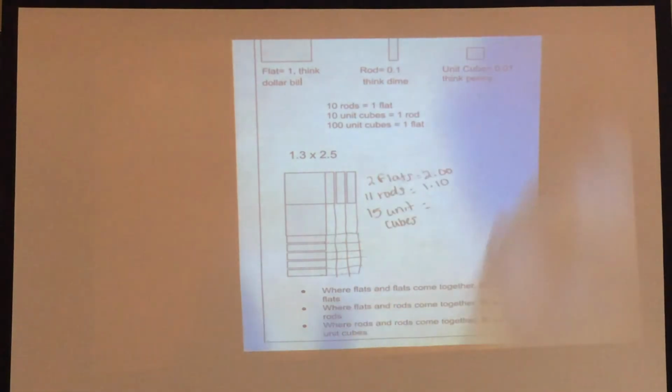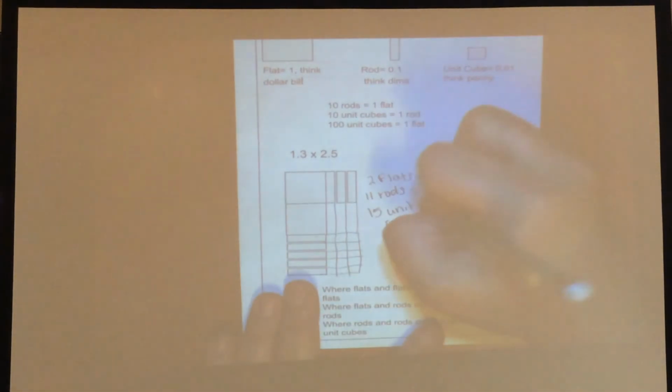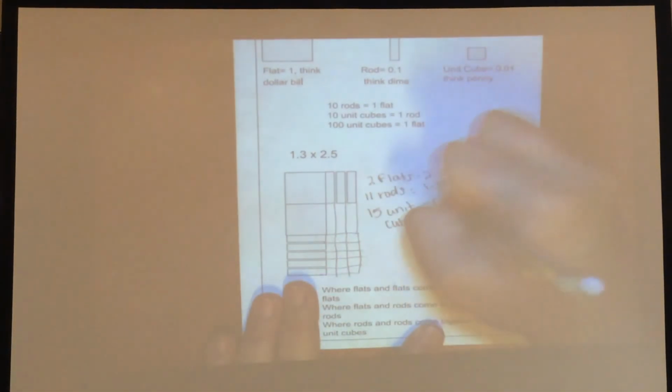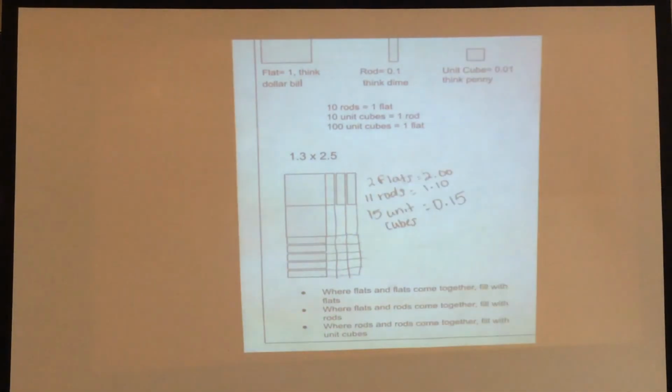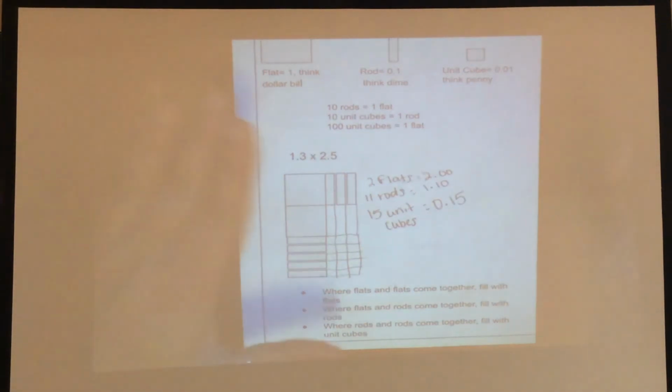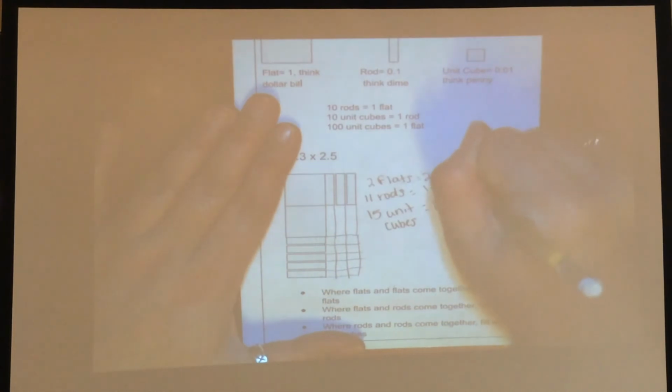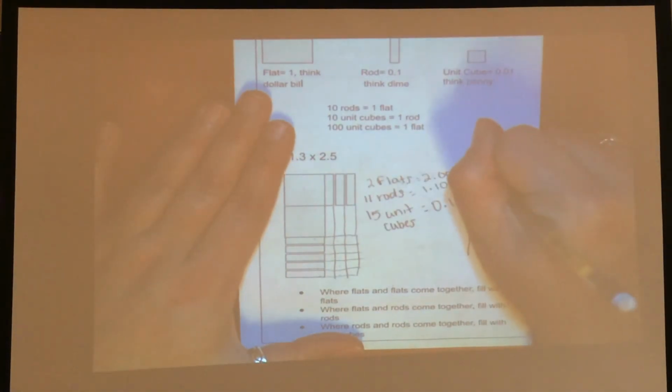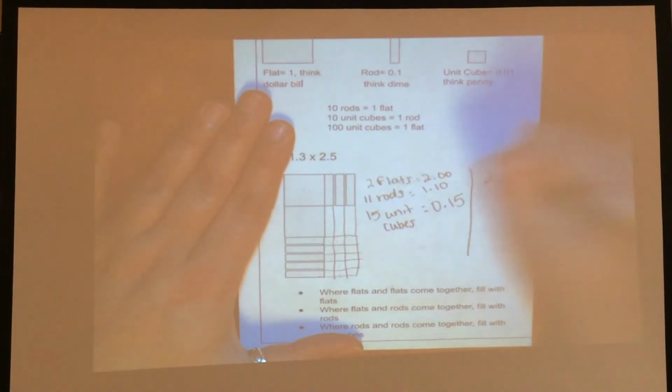If I have 15 pennies, how much would I have? 15 cents. And just like a normal area model, now I'm going to add my parts together. When I'm adding decimals, what do I have to do? Line up place value. When I line up place value, I'm also lining up my decimal places.